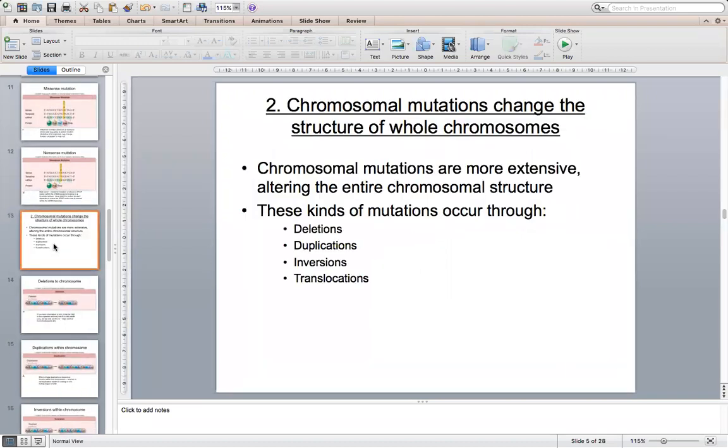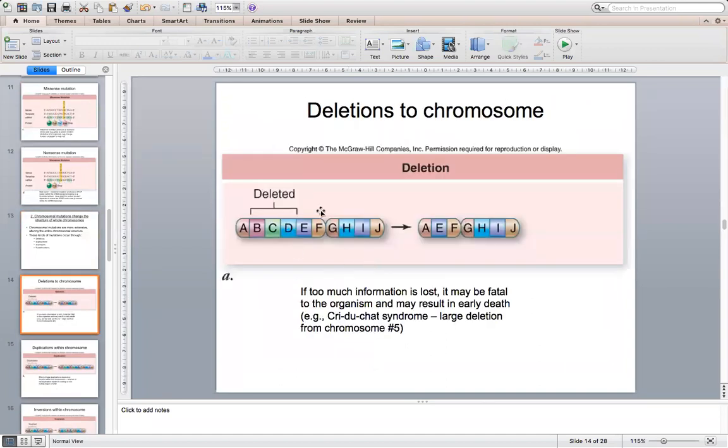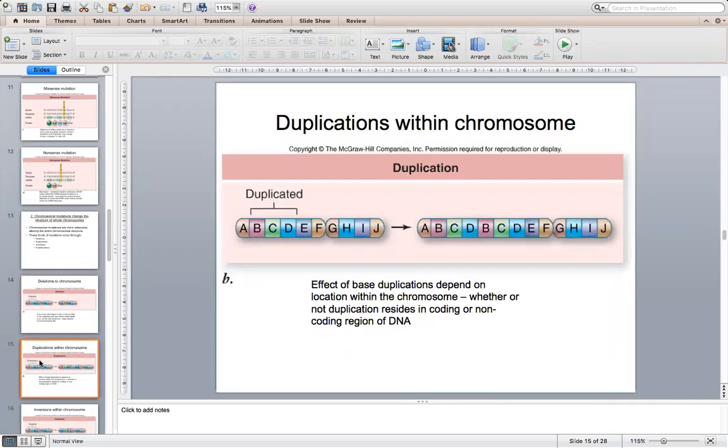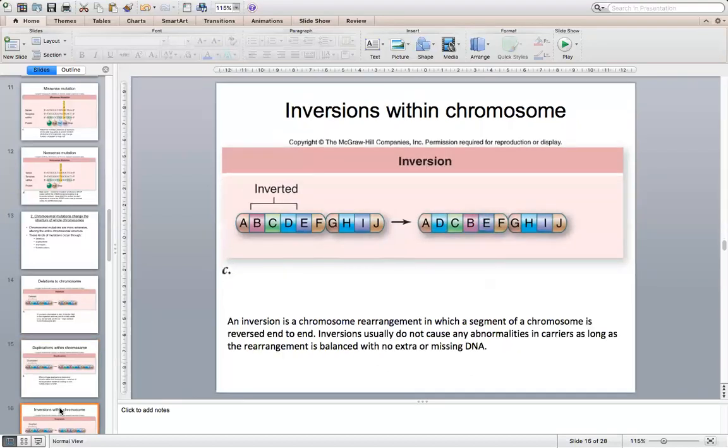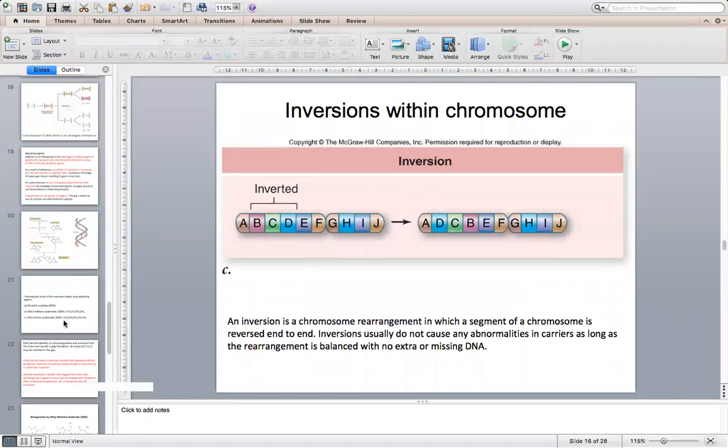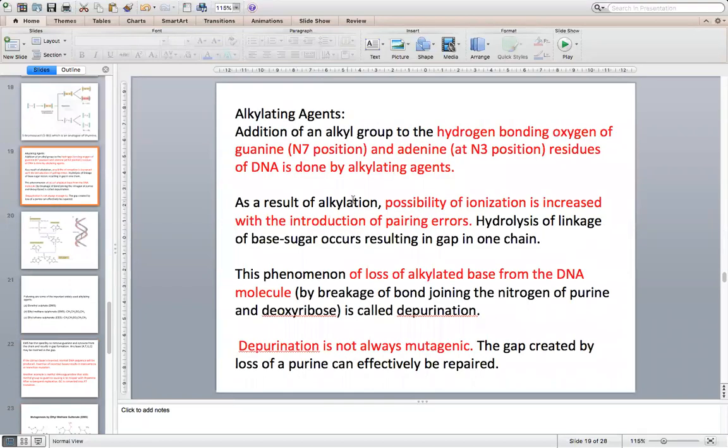Next, we also saw the chromosomal mutations. We have seen deletion, by which a large region of the chromosome has been deleted. So it may be fatal. A good example is Friedreich syndrome. We also saw duplication, where one region is copied one more time, and it will not be very problematic unless it lands in a coding region. Next is inversion. Inversion will also not lead to any abnormalities unless it is unbalanced with some extra DNA. Next we have seen the alkylating agents.